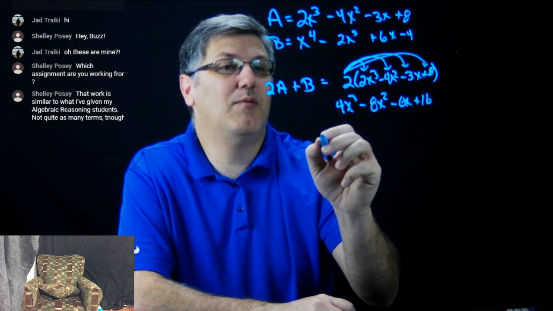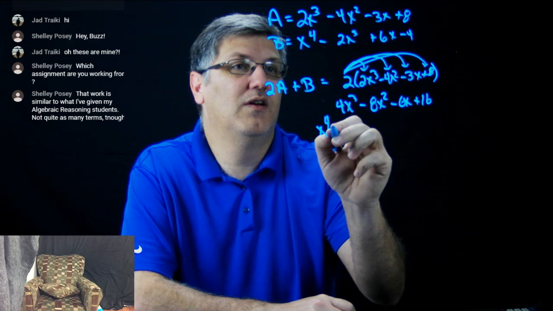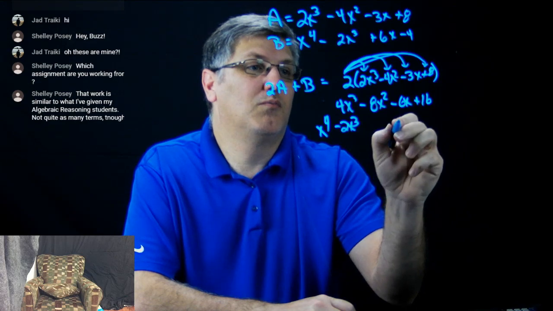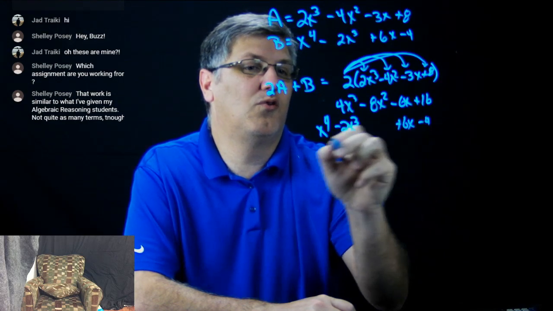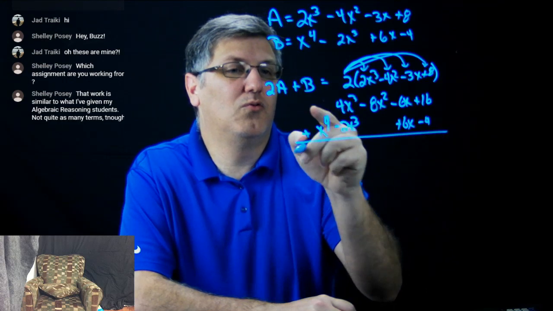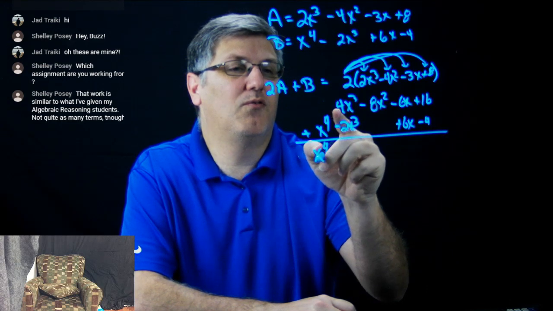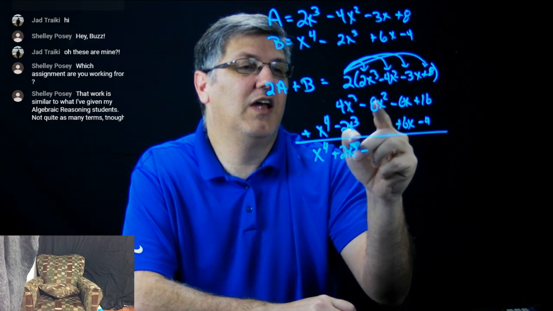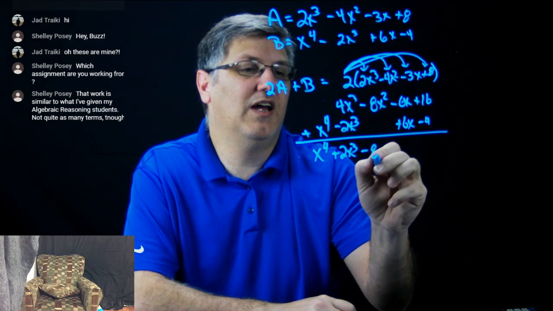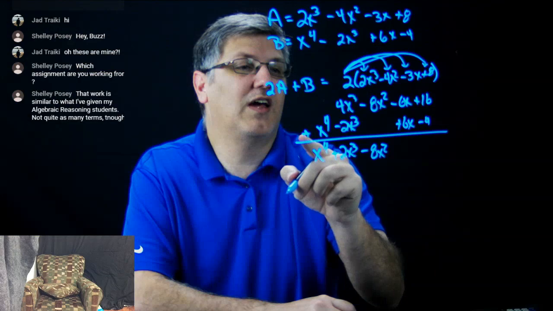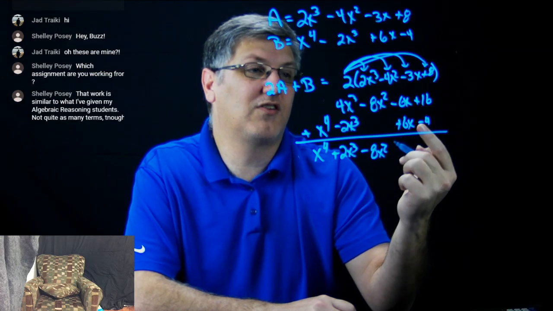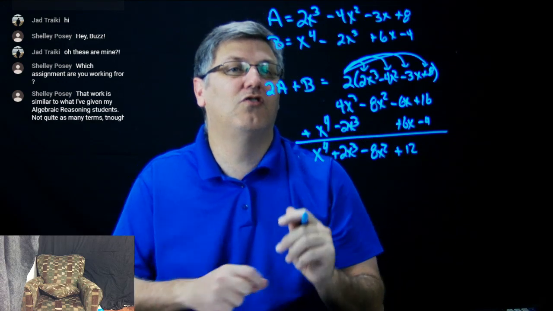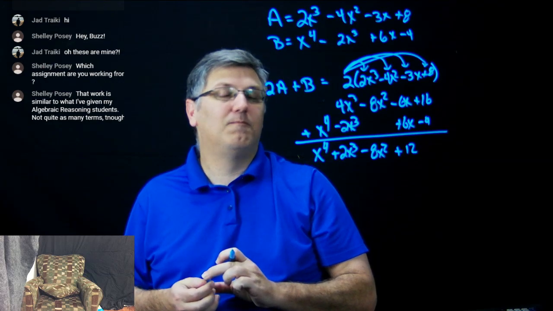And now we're just going to add b. Same thing, x to the 4th minus 2x cubed, no x squareds, plus 6x minus 4. We're going to add them. So 0 plus x to the 4th is x to the 4th. 4x cubed plus a negative 2x cubed gives me a positive 2x cubed. Negative 8x squared plus 0 is negative 8x squared. Negative 6x plus 6x is just 0x. They cancel out. And then 16 plus a negative 4 gives me a positive 12. So there's 2a plus b.